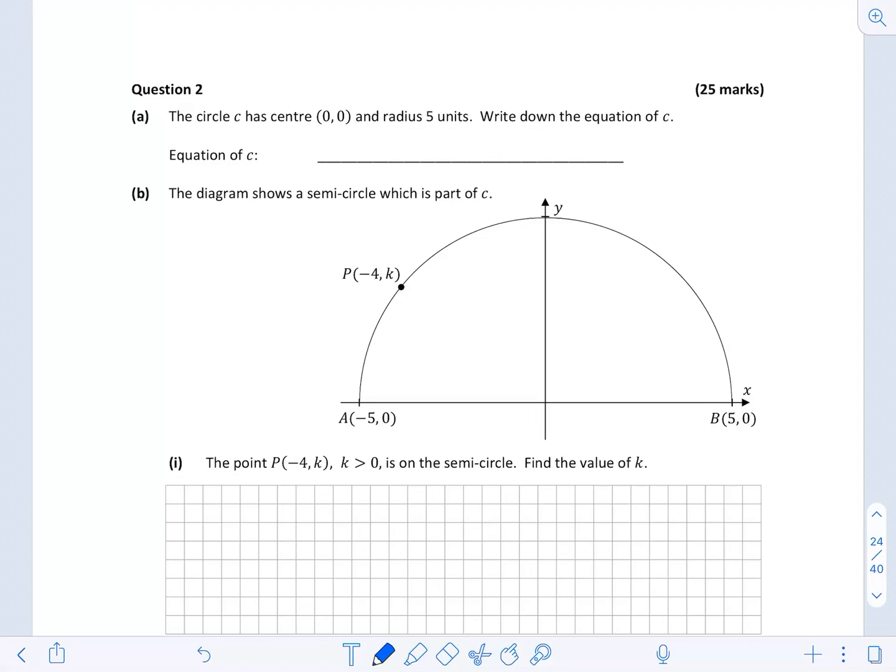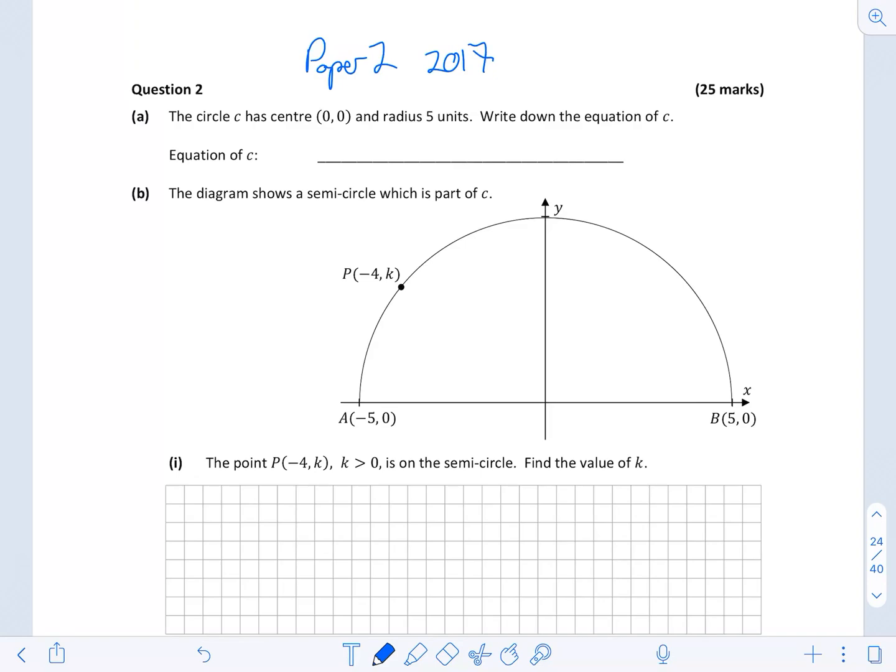Center 0, 0. Sorry, I'm ahead of myself here. This is Paper 2, 2017. The circle C has center 0, 0 and radius 5 units. Write down the equation of C. So that's a mathematics tables book question.